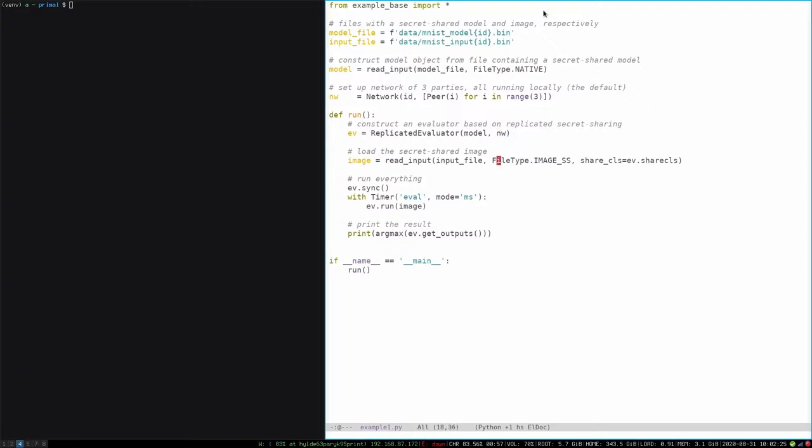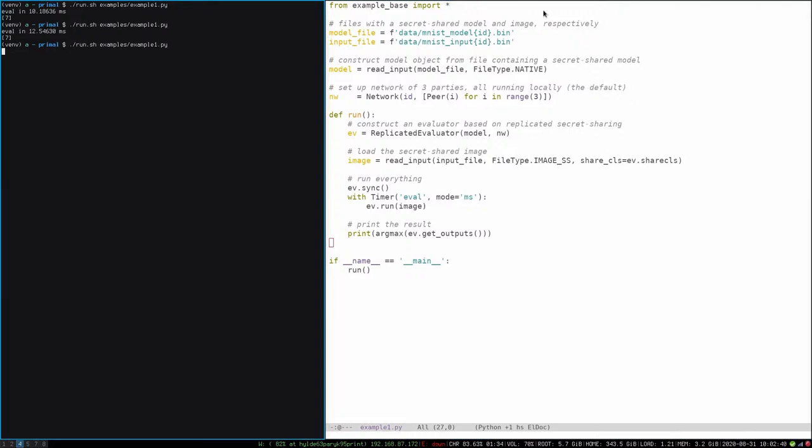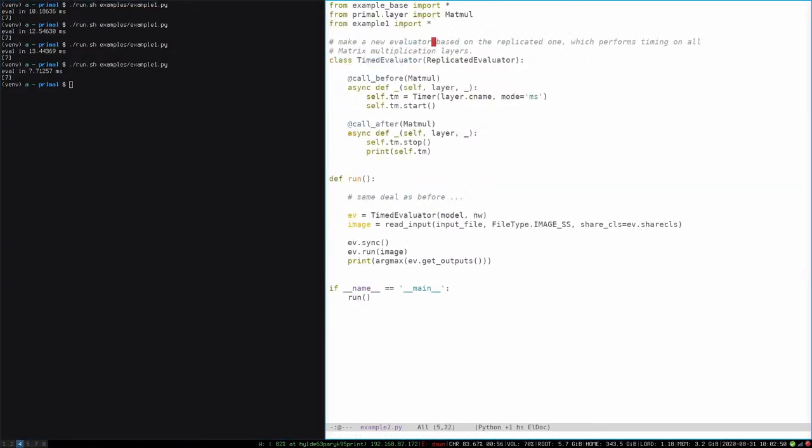In this case, it's an evaluator based on replicated secret sharing. We pass the model and the network. We load the image, which is loaded basically like the model is. And then we run everything, and then we print the result. So running this, we see that it takes 10 milliseconds. You run it a couple of times. It's 12, yes, 13. It's a bit 7. A lot of variation, but that's Python for you, I guess.